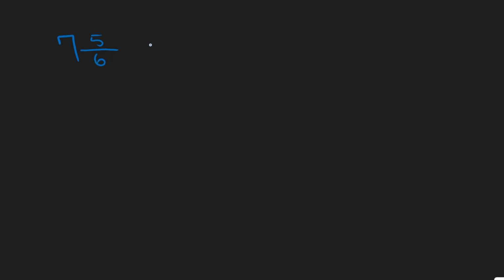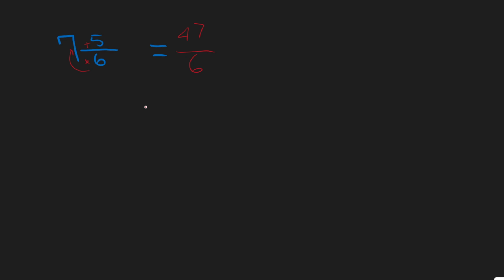Remember the rule: you take the denominator here, which is 6, and multiply by 7. So 6 times 7 is 42, plus 5. So 42 plus 5 is 47. Then you keep the same denominator, which is 6. 47 over 6, and that's it. So 47 over 6 is an improper fraction.